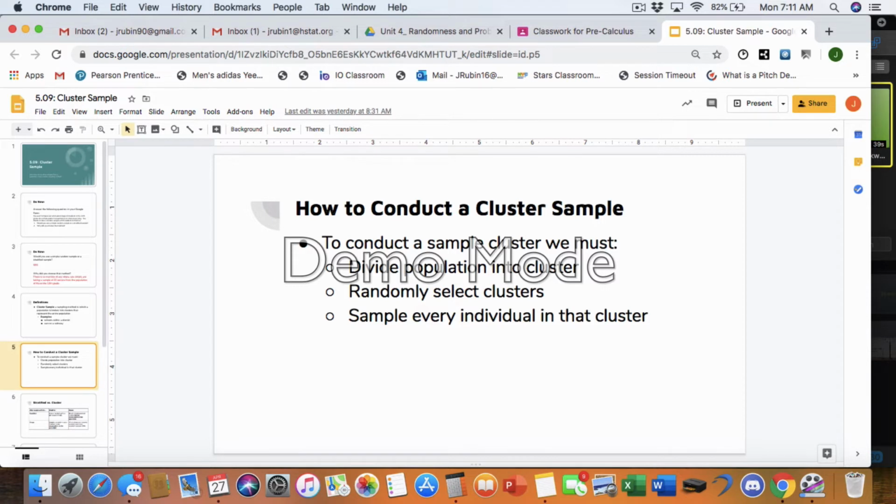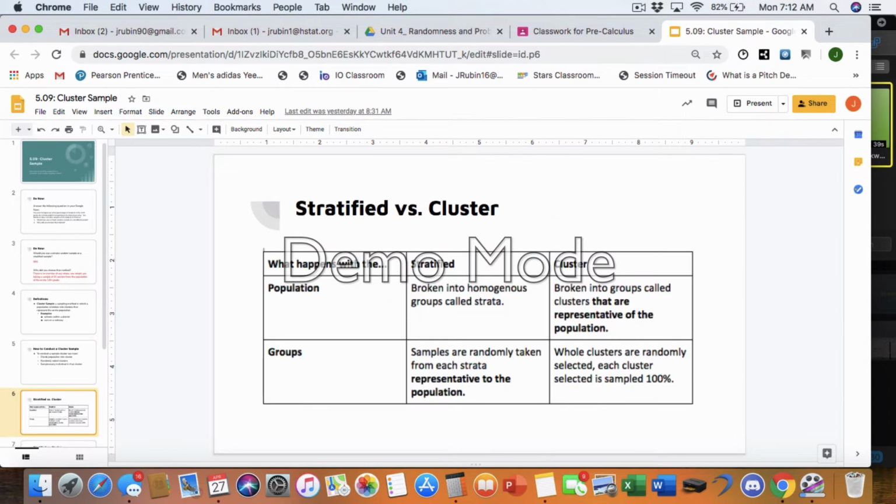Because to conduct a cluster sample, first we must divide the population into clusters, then randomly select clusters, and then we sample every individual in that cluster. So that is very different, especially those last two steps. So let's compare it to a stratified sample, because this is the most common error that occurs.